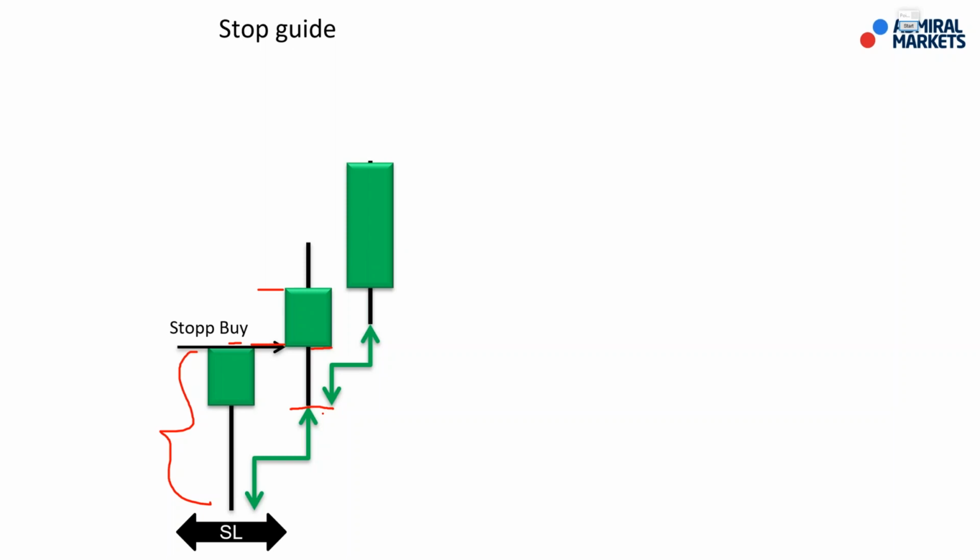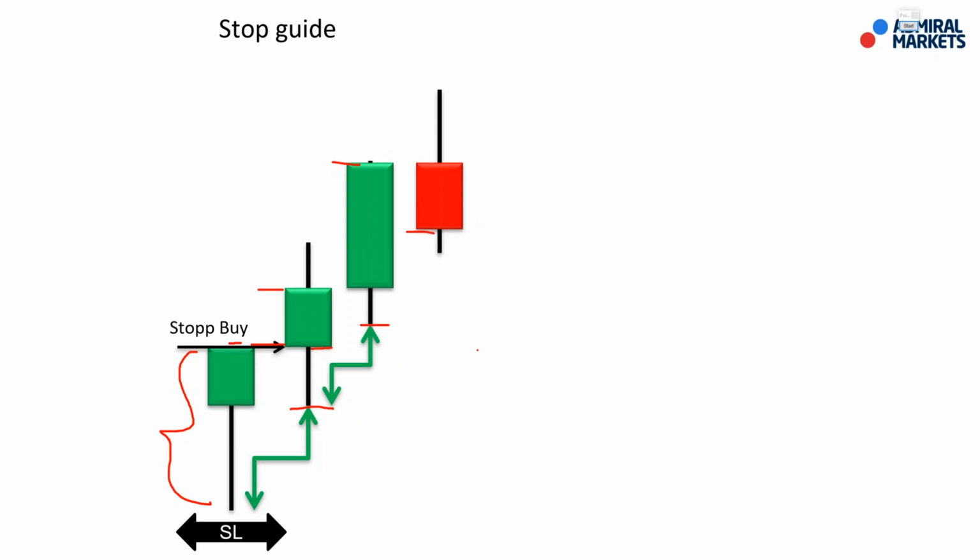Then the next one, and now it's a really important thing. The next one is called, maybe you know it, an inside bar. So what does it mean? An inside bar means you have the close within the range of the candle which you can see before. This is the outside bar and this is the inside bar.